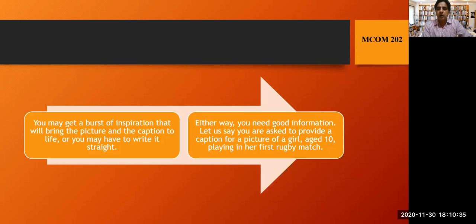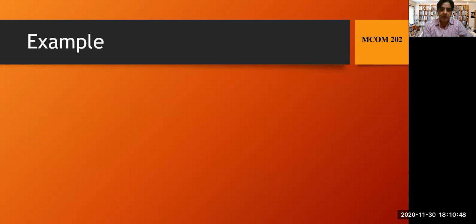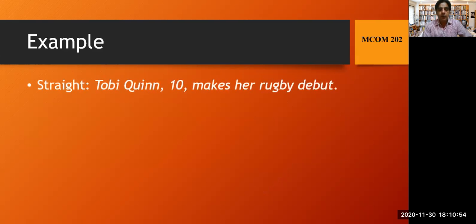Let us say you are asked to provide a caption for a picture of a girl, age 10, playing in her first rugby match. So what would be the caption? There are a million ways to write this caption, so you can experiment with your caption writing skills. For example, Toby Quinn, 10, makes her rugby debut. That is one example, but you can experiment with your own. That is a straight caption. This is called a straight example.